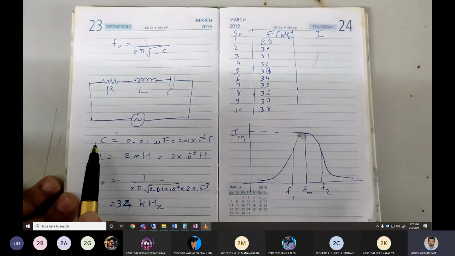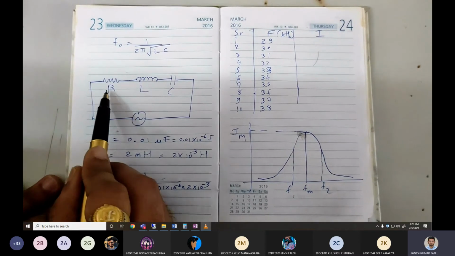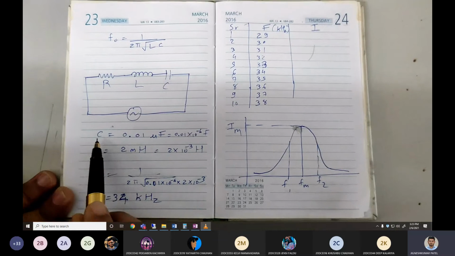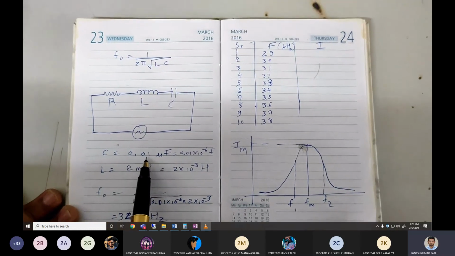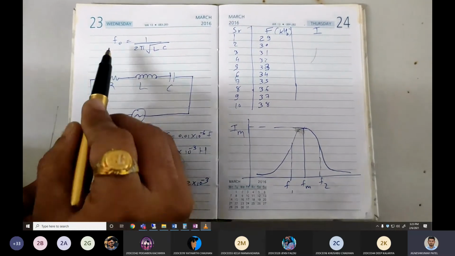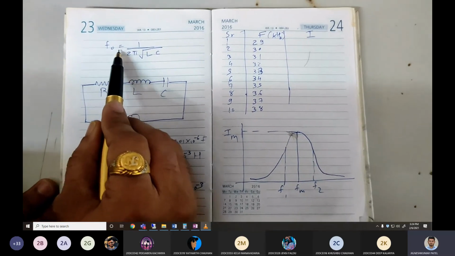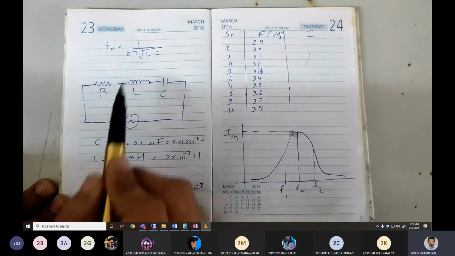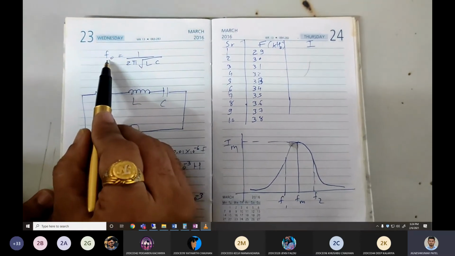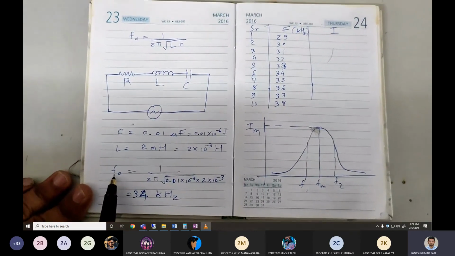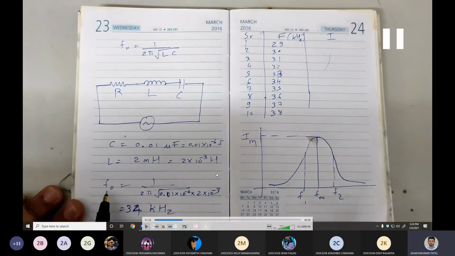Now here in our kit we have a resistance R, an L which has a value of 2 millihenry, and a C which has a value of 0.01 microfarad. And we know that for the resonant frequency, the equation is F0 is equal to 1 upon 2 pi under root of LC. This is the frequency at which we get the maximum current. So by putting the values of L and C in this equation, 1 upon 2 pi root LC, we will get the resonance frequency.